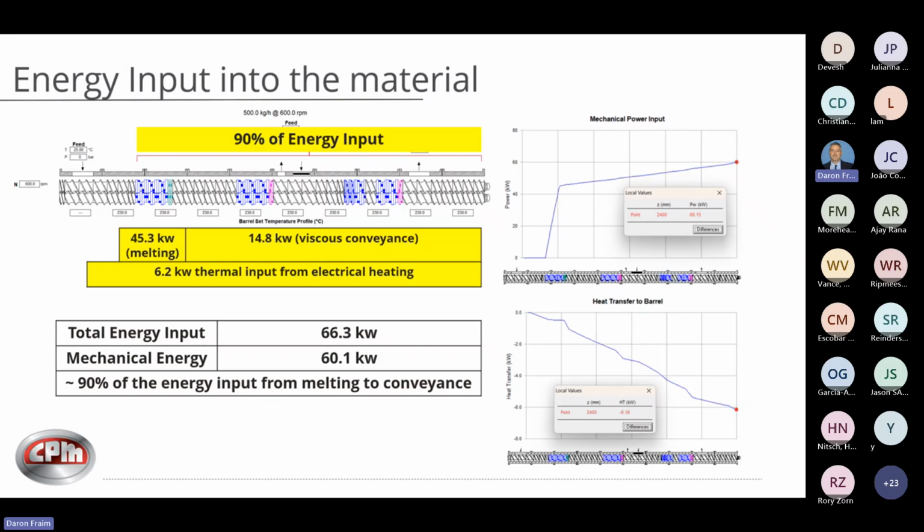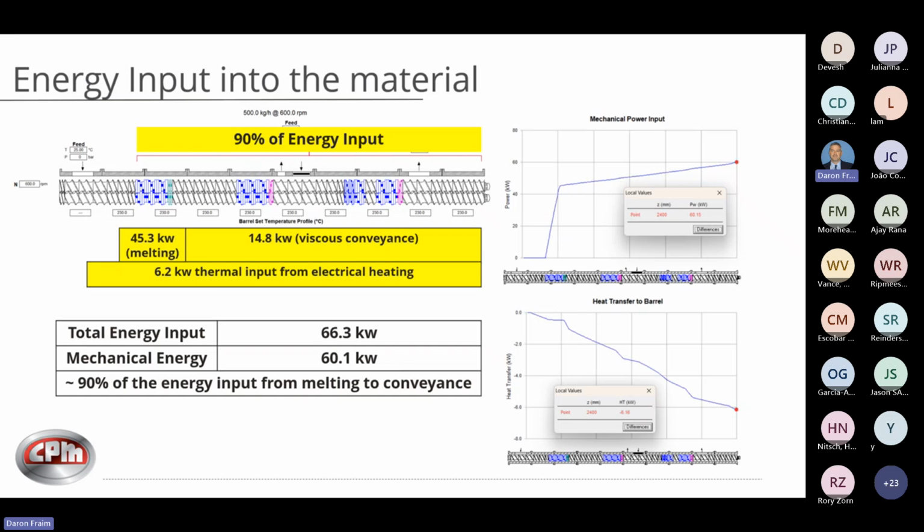And then everything's in melt phase past that. So your second, third, and fourth sections of kneading blocks are your mixing, incorporating additives, and dispersion and distribution. If I look at my total energy, I've got 45.3 kilowatts of melting, 14.8 kilowatts of viscous conveyance. That is the energy it takes once you've melted the material. It's going to take nearly 15 kilowatts just to convey it through the machine. That's what we call viscous dissipation or viscous conveyance.